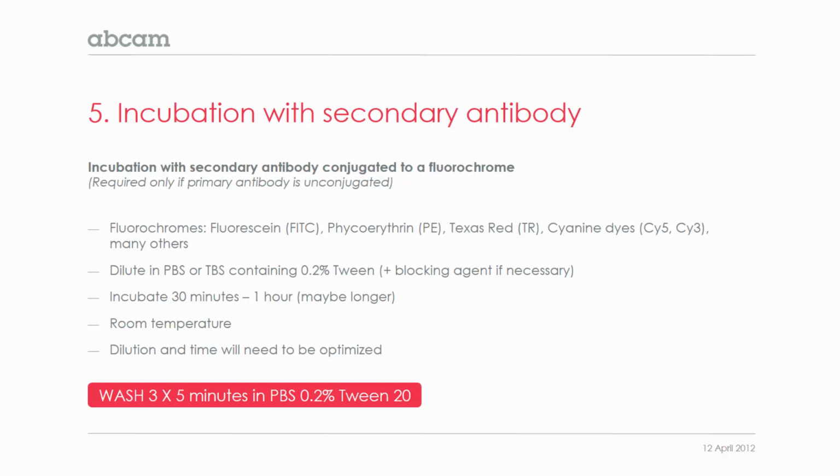As with the primary antibody, we would recommend to dilute these in PBS or TBS containing Tween, and perhaps a blocking agent if necessary. This incubation can be from 30 minutes to 1 hour, possibly longer. Again, this will need to be optimized, and it can be done at room temperature. So again, your dilution will also need to be optimized. After this step, again, another wash.